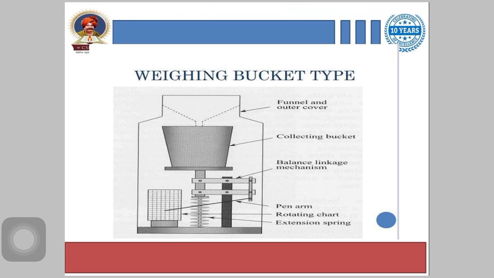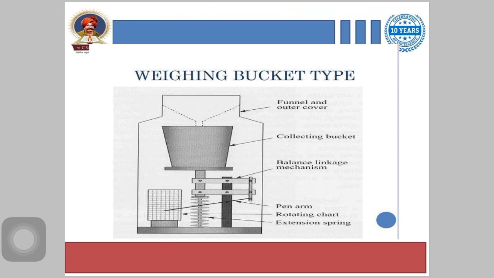In this case the rainwater passes through a funnel into a bucket. It is collected in the bucket, and this bucket is placed on the weighing platform, or we can say weighing pan of a spring balance or lever balance, which is shown in the figure. Now we will see how this weighing bucket type functions.